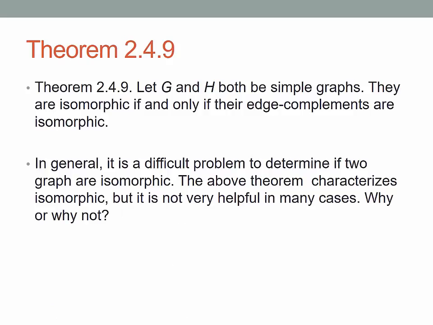Our final theorem is Theorem 2.4.9, in which we learn that two graphs are isomorphic if and only if their edge complements are isomorphic. This theorem can be helpful because sometimes it's easier to see why two graphs are not isomorphic if we look at their complements and see that their complements are not isomorphic.